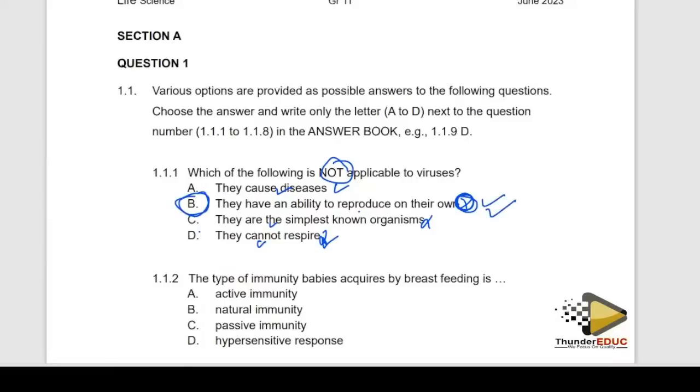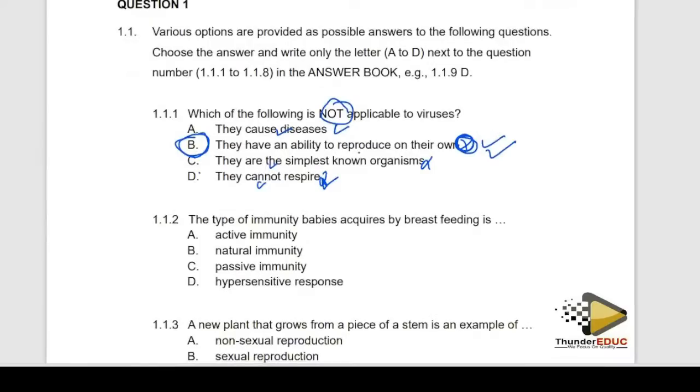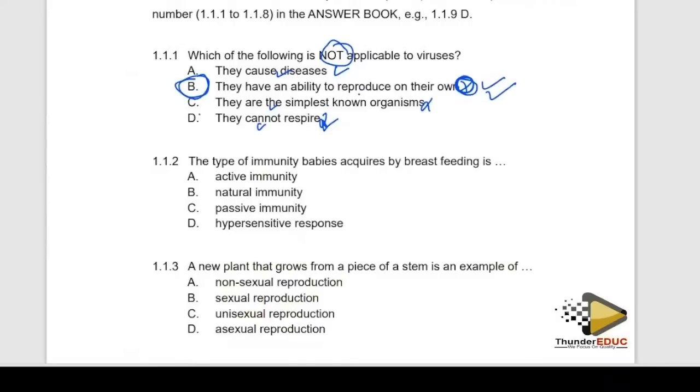They're saying the type of immunity babies acquire during breastfeeding. When you talk about during breastfeeding, it means that the immunity was not obtained. It was just passed through from the mother to the baby without an infection, meaning that it is basically passive immunity. So the answer becomes D.